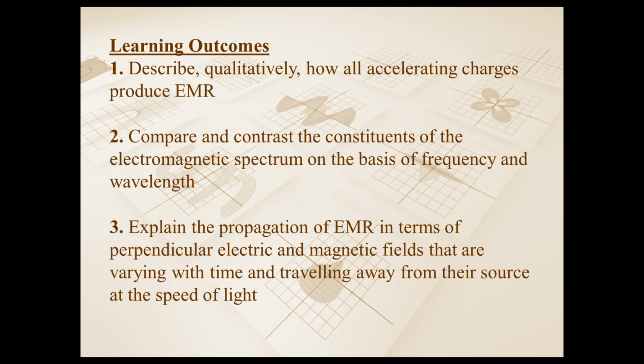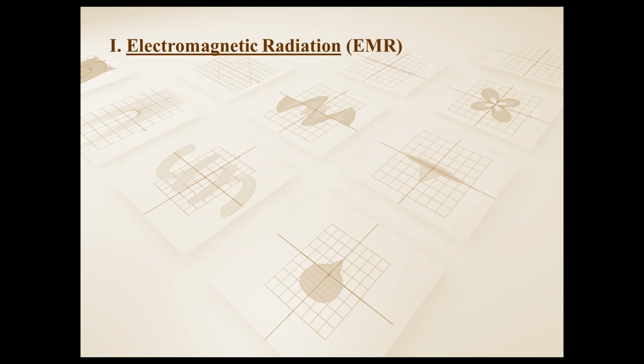Learning outcomes are to: 1, describe qualitatively how all accelerating charges produce EMR. 2, compare and contrast the constituents of the electromagnetic spectrum on the basis of frequency and wavelength. And 3, explain the propagation of EMR in terms of perpendicular electric and magnetic fields that are varying with time and traveling away from their source at the speed of light. That acronym EMR is an abbreviation for electromagnetic radiation.